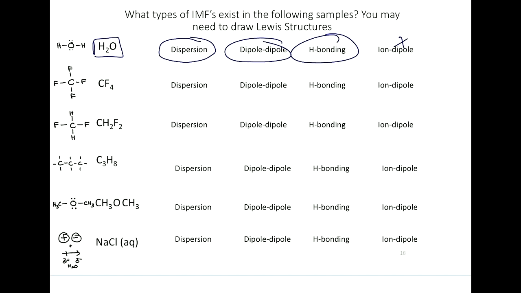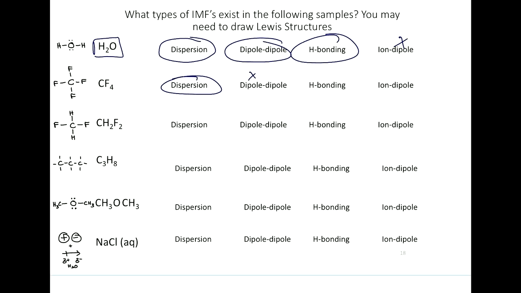Okay, CF4. Does CF4 have dispersion? Yes, everything has dispersion. But does it have dipole-dipole? No, because CF4 is in fact a nonpolar molecule. That carbon is attached to 4 fluorines. They're all identical. It's like CH4. All those fluorines cancel each other out. So this is a nonpolar compound. So once we X out dipole-dipole, if it's a nonpolar compound, you don't even have to look at any of the other ones. You can't have hydrogen bonding at all if you have a nonpolar compound.